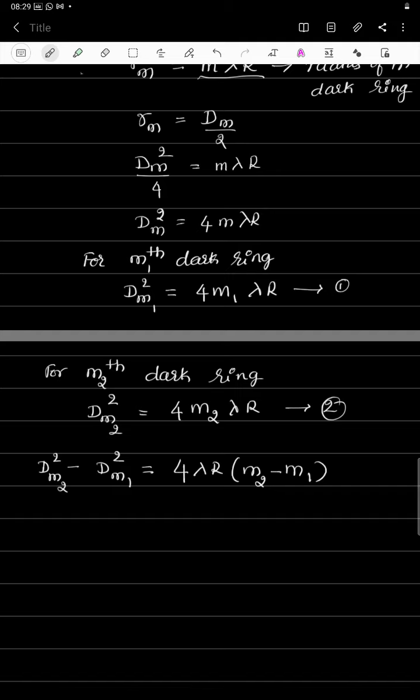From this I will make a little rearrangement and write for lambda. Lambda is equal to dm2 square minus dm1 square, whole divided by m2 minus m1, into the remaining term, 1 by 4r. So this I will write as 1 divided by 4r.